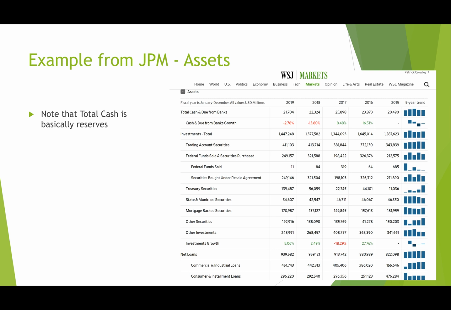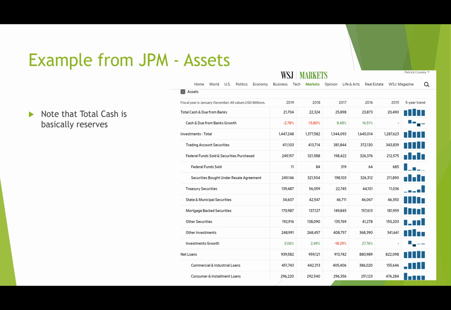Fed funds sold, so this is basically lending to other banks through the Fed funds market. So you can see that there. And treasury securities, state and municipal bonds, mortgage-backed securities. So banks are allowed to hold mortgage-backed securities, by the way. Other types of securities, they'll probably be state agency securities, so Amtrak or post office or something else. Other investments, I'm not sure quite what those are, but they're quite sizable for JP Morgan.